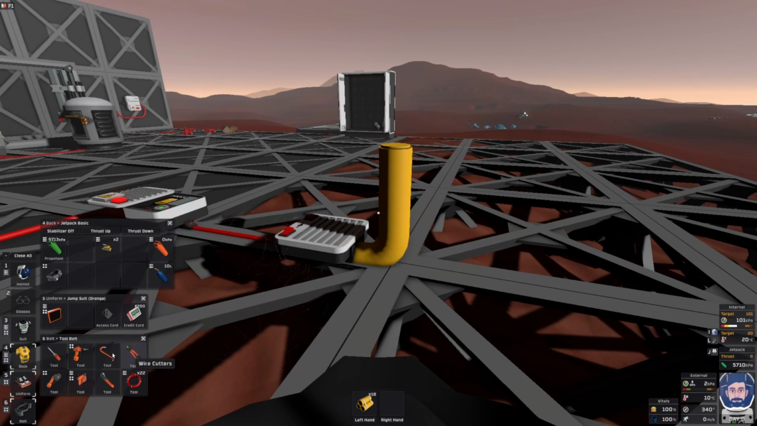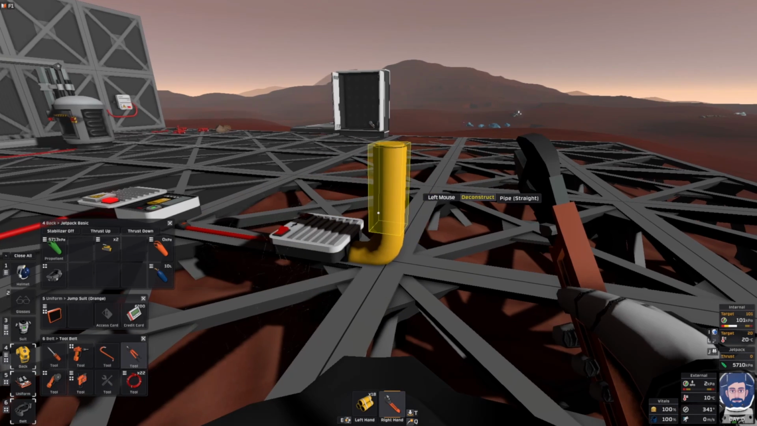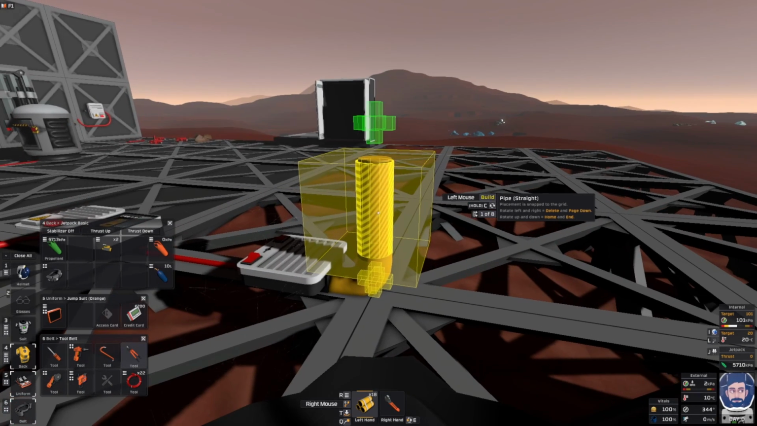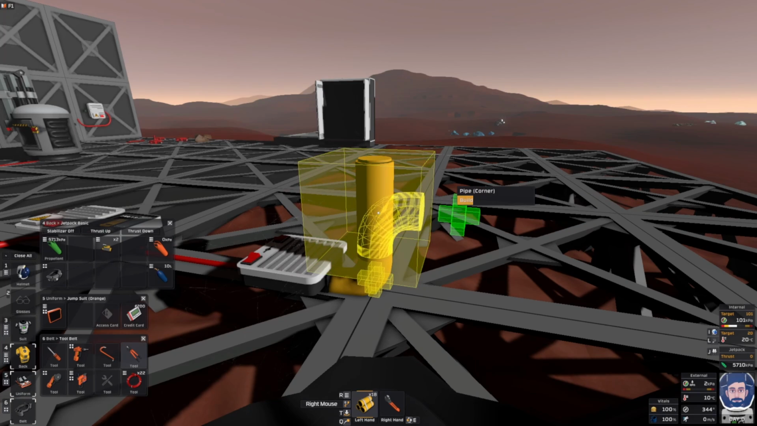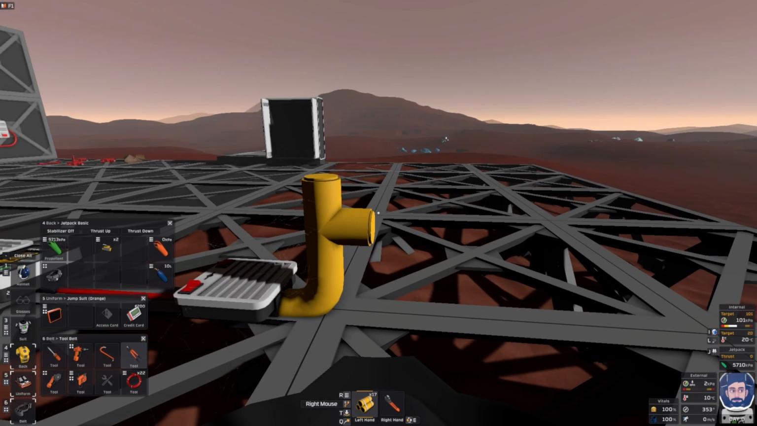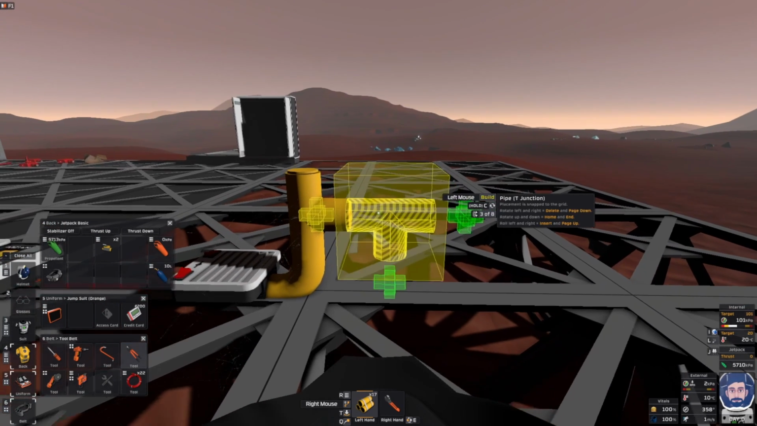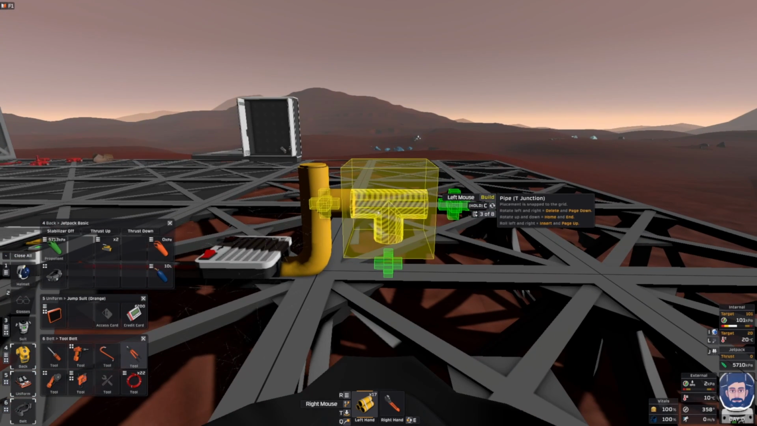Most of the time, when you're working with pipe networks, you will be using the wrench. And in fact, you can use the wrench the same as we use the cable cutters to add to pre-existing pipes and form junctions. You can also place junctions by selecting the correct type and rotate them the way we learned in the construction episode.